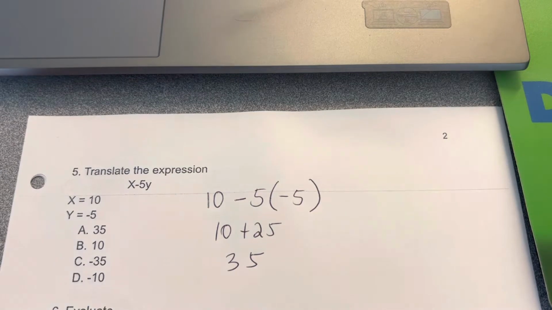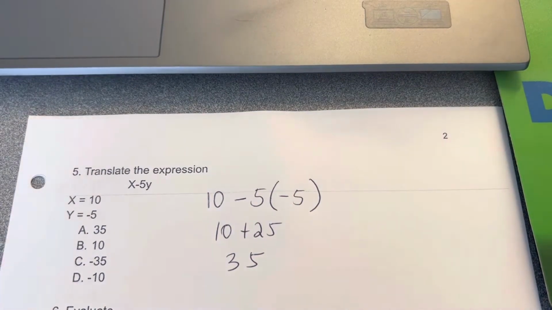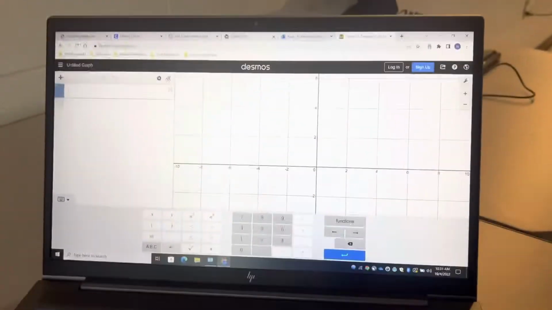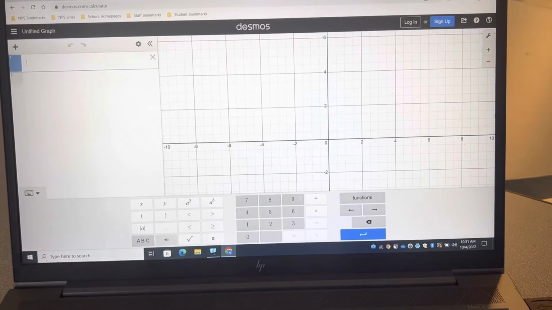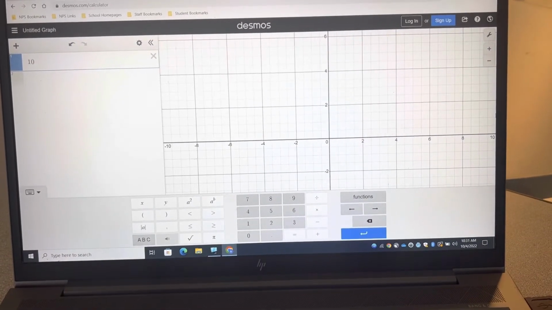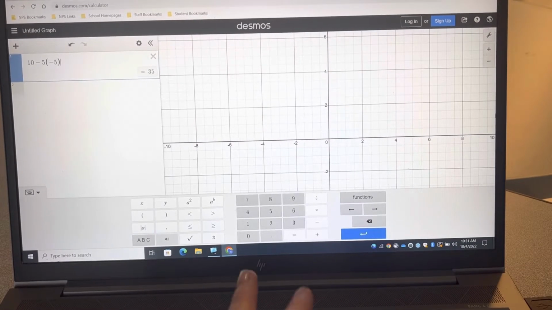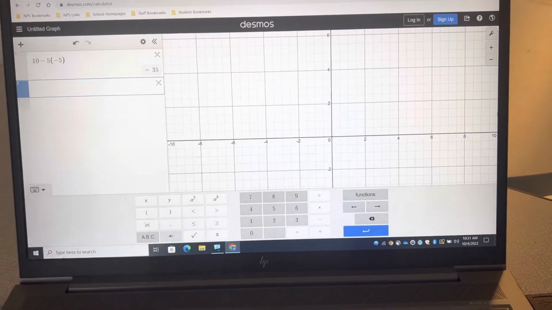Now, if you would like to use Desmos, we're going to demonstrate this problem on Desmos. So we just type in 10 minus 5, parentheses, negative 5, and voila, 35. Enter.